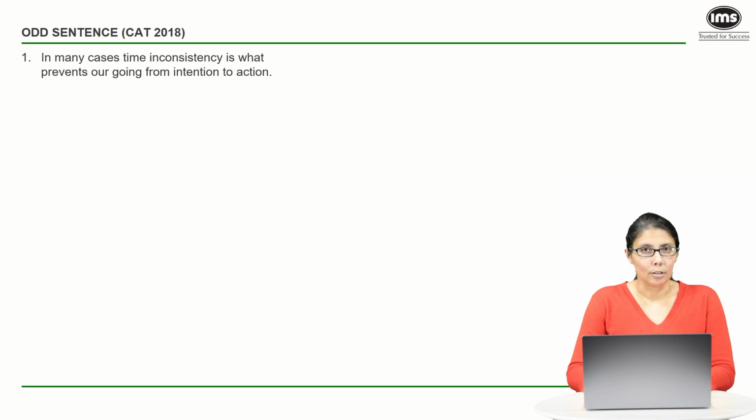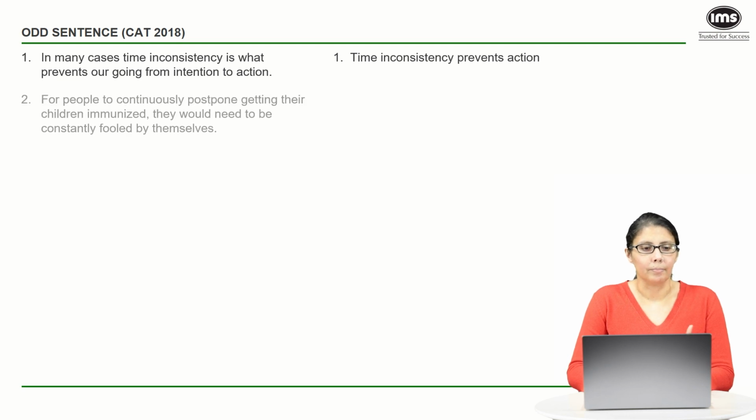The first sentence talks about time inconsistency and prevention of action. This is a simplified version of the same statement. So our label will be something like this: time inconsistency prevents action. All that we're really trying to do is to look for some common words, some common ideas that will help us identify the theme.